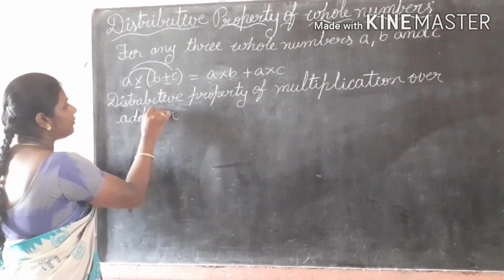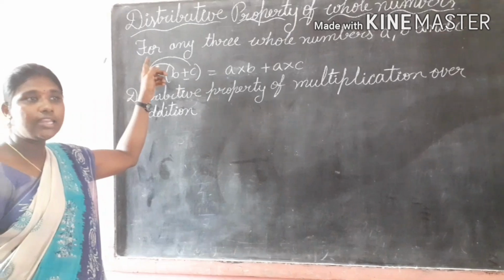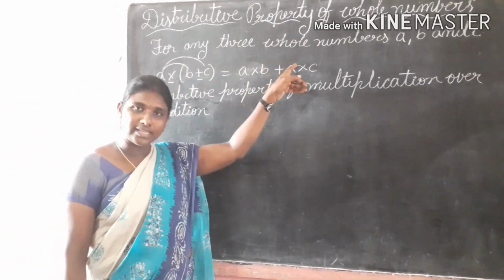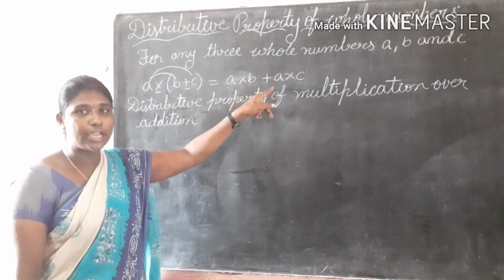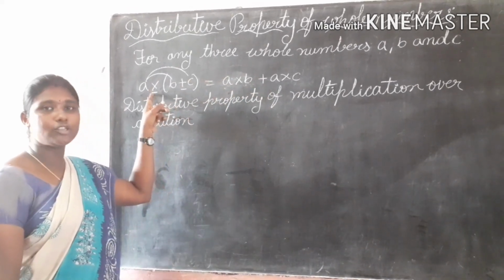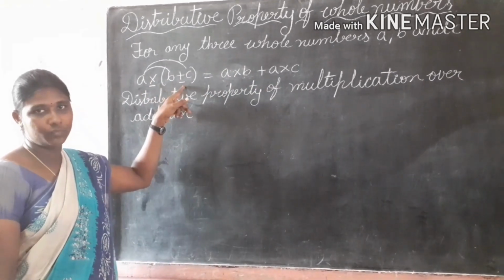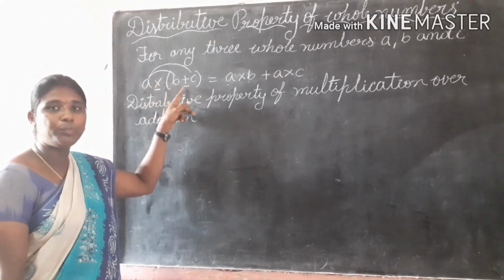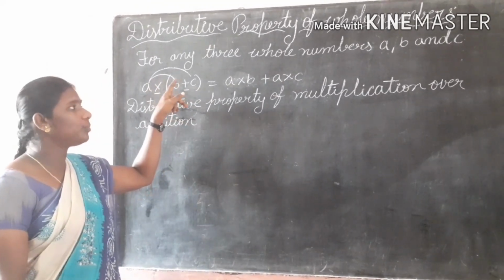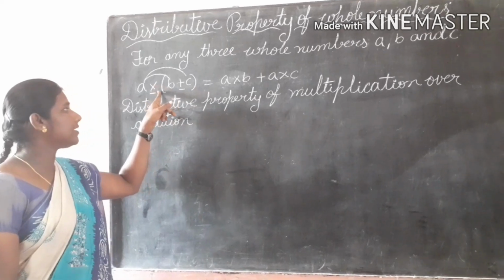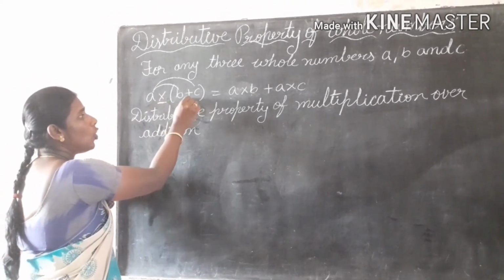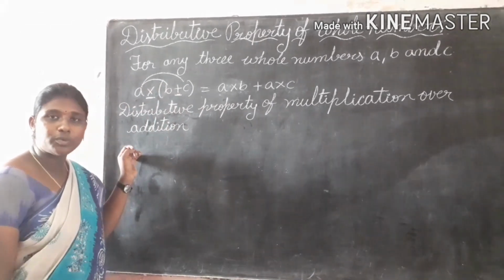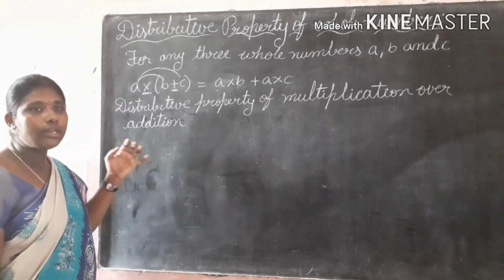What is the statement for distributive property? For any three whole numbers A, B and C, A into B plus C is equal to A into B plus A into C. Here A is distributed to both B and C. This is called distributive property of multiplication over addition.